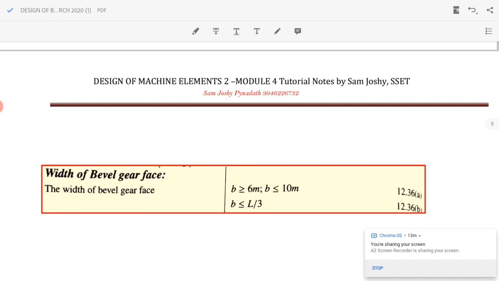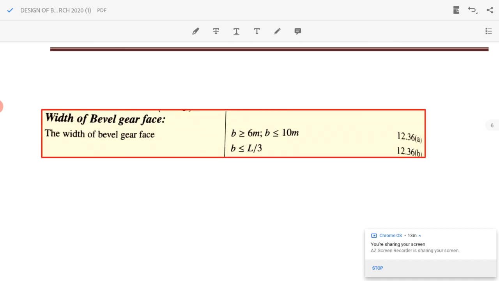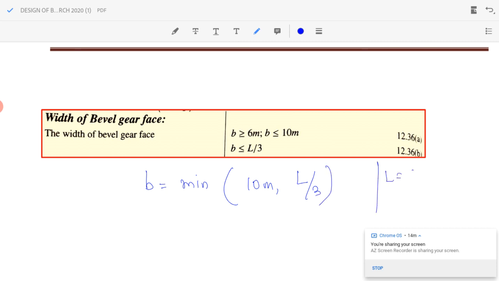For finding the face width, we have two conditions to be satisfied. B should be less than or equal to 10 m. And B should be less than or equal to L by 3. I can combine these two equations. I can write B equal to minimum of 10 m and L by 3. We have already got the value of L equal to 50.6 m. So minimum will be equal to minimum of 10 m and 50.6 by 3 m. So this will be the minimum value. So I'll take B equal to 10 m.